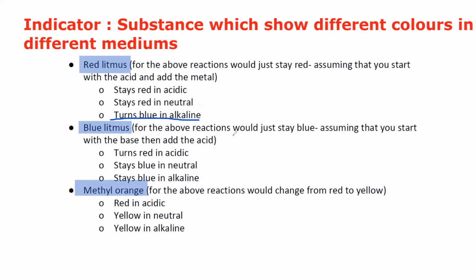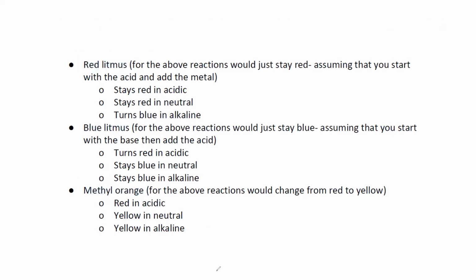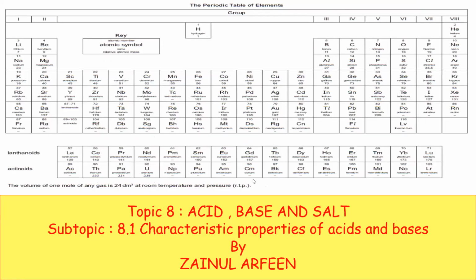Later in the chapter we will discuss more about indicators, but this is just a way to identify the nature of the solution, because acids and alkalis are colorless. By looking at them, it's difficult to identify the nature, so to identify the nature, we use indicators. Is the concept or purpose of the indicator clear? Indicators are substances which are used to identify the nature of a substance.